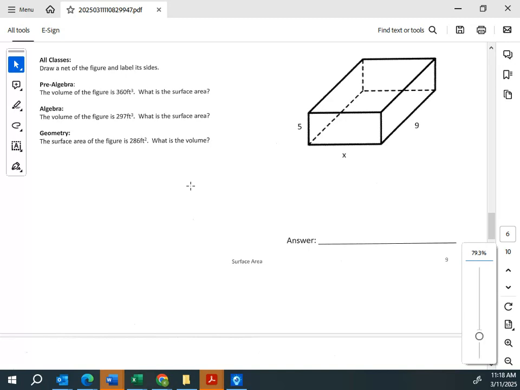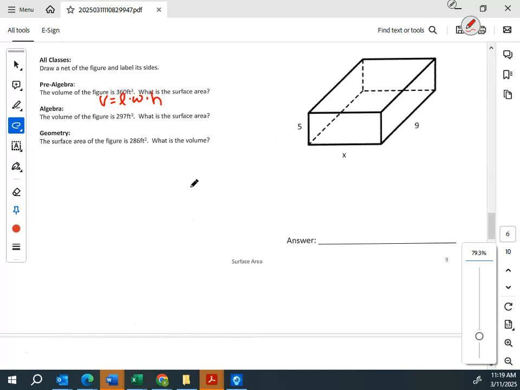Then we need to find the surface area. In order to find the surface area, we need to find what that X is. Because we know the volume is 360. Volume equals length times width times height. So if we know 2 of them, we can do opposite operations to find the missing side. Then to find the surface area, you find the area of each of those sides and add them together.